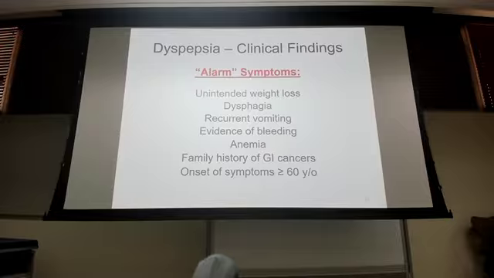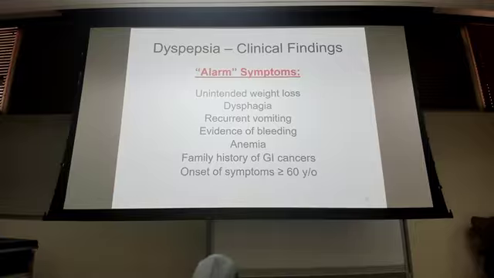Anemia. If you do your CBC, do your workup, and you've got anemia, it's not functional dyspepsia. It's an alarm. We need further investigation, further studies. Ask about family history of GI disorders, right? GI cancer specifically.